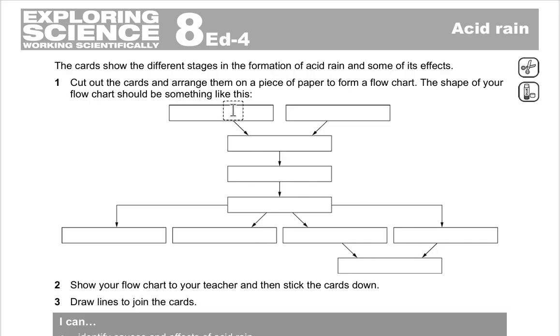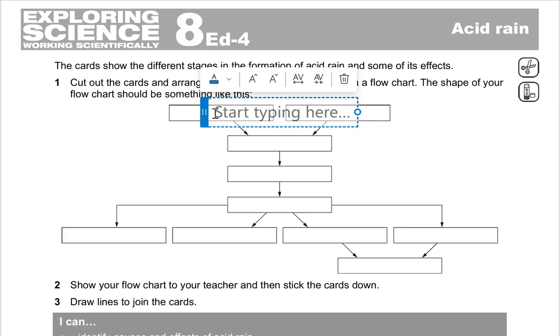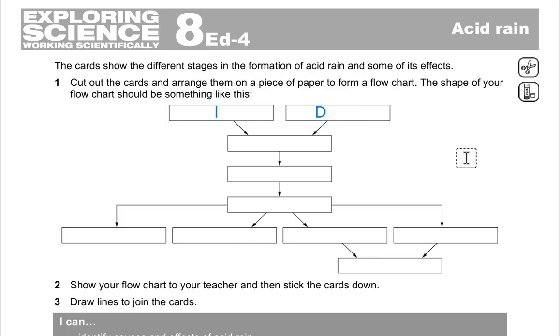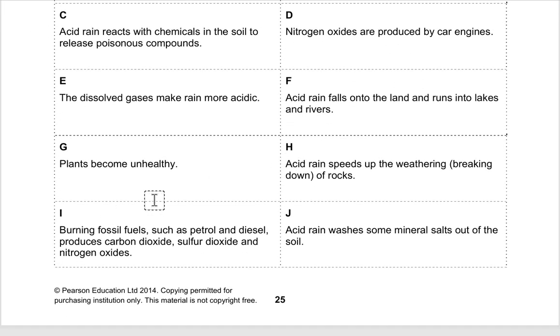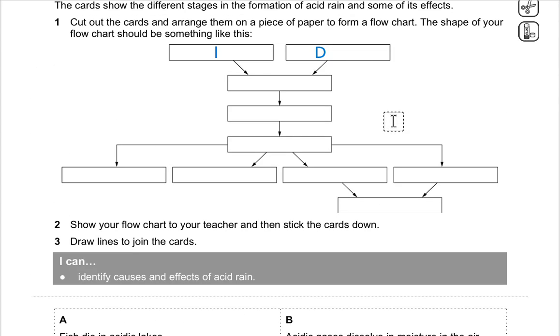Right, for the first one, right on top, what are the letters you have chosen? I and D. Okay, let's see what I and D are. I is burning fossil fuels such as petrol and diesel produces carbon dioxide, sulfur dioxide and nitrogen oxide. And D is nitrogen oxides are produced by car engines.